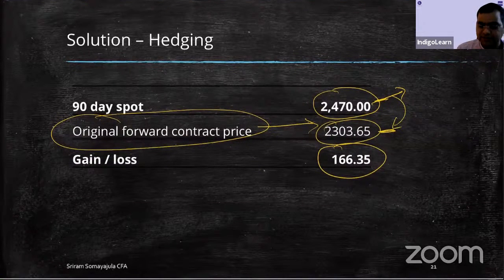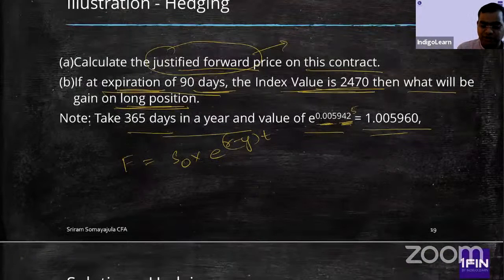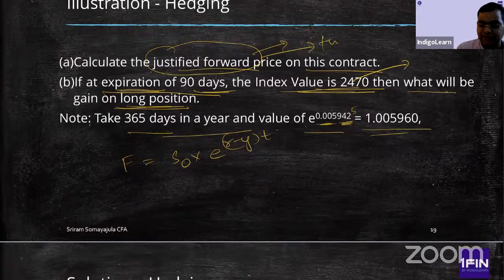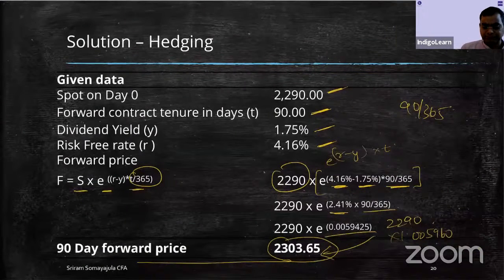2470 minus 2303.65. What is this 2470? They themselves have given, no? At the expiration of 90 days, index value is 2470. What will be the gain on the long position? So you take 2470, subtract this forward price from that, and you will basically get the gain that you made on this particular contract. Okay.